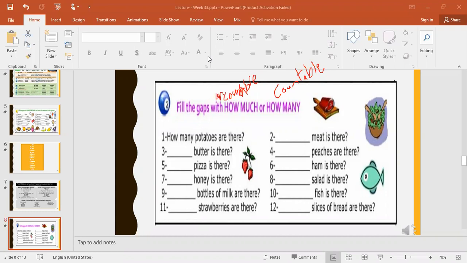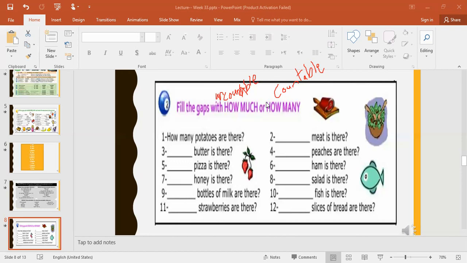Yes, Miss, can I do number 3? Yes, Karim, do it. Butter is there. How many butter is there? Butter is countable. How much butter is there, I mean? How much? Very good. How much butter is there? Very good.